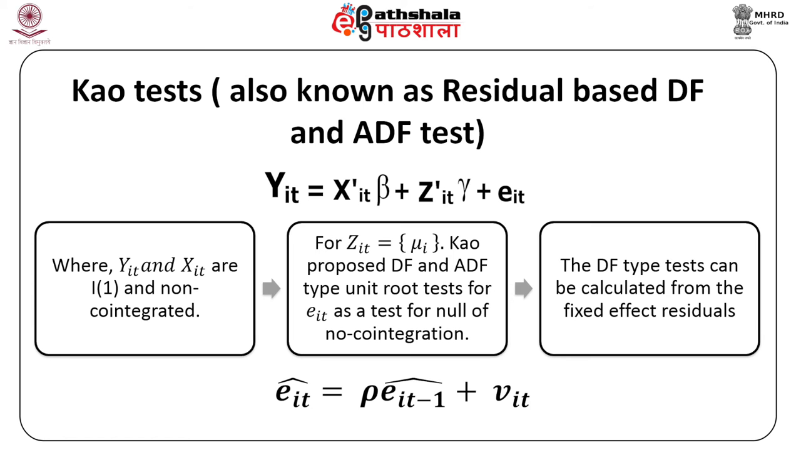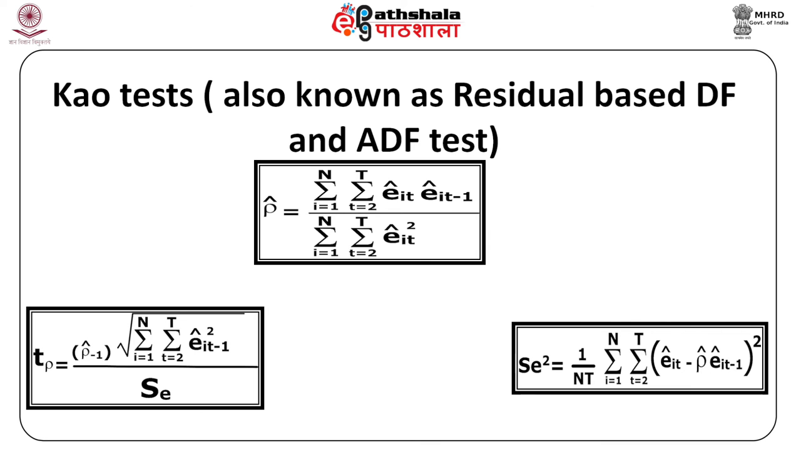In order to test the null hypothesis of no cointegration, the null can be written as H0: rho equal to 1. The OLS estimate of rho and the t statistic are given as rho hat equal to the summation i going from 1 to N, summation t going from 2 to capital T of e_it hat e_it-1 hat, divided by the summation i from 1 to capital N, summation t from 2 to capital T of e_it hat squared. t_rho is equal to (rho hat minus 1) times the square root of the summation i equal to 1 to N, summation t equal to 2 to T of e_it-1 hat squared, divided by SE, where SE squared is equal to 1/NT times the summation i from 1 to N, summation t from 2 to capital T of (e_it hat minus rho hat times e_it-1 hat) whole squared.